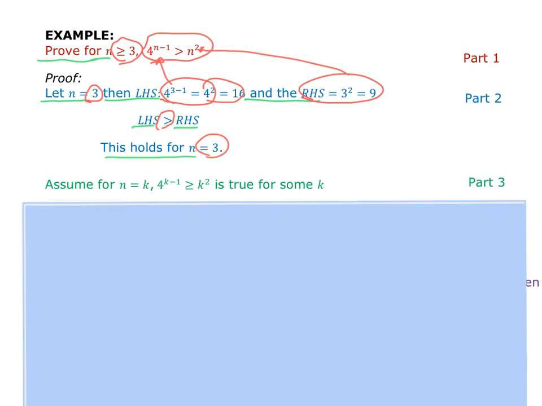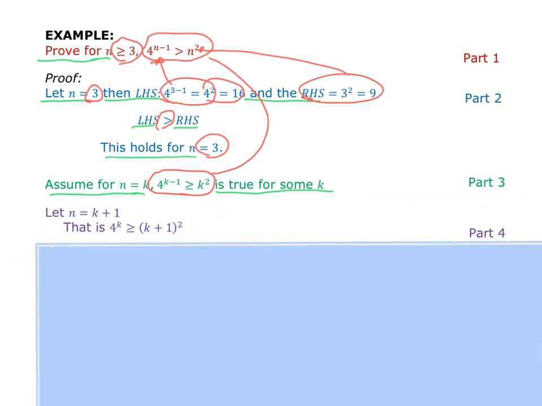Part 3, assume this holds true for some k. Look, that's still the same. Is true for some k. Assume n is equal to k. The part that changed is this. That's the part that you fill in. And that comes directly from up above. And that is just replacing my n's with k. So instead of having 4 to the n minus 1, it's 4 to the k minus 1. Instead of being greater than n squared, it's greater than k squared. All right. Let's go on to our next part.